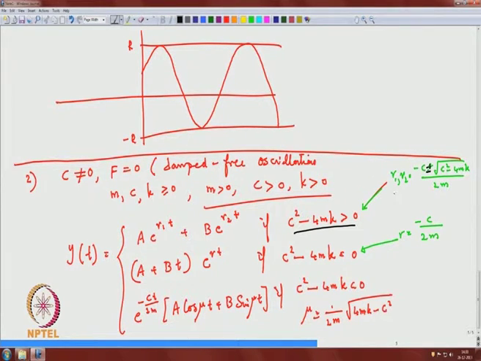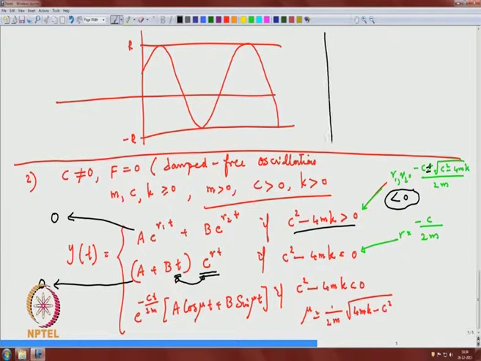So, in this case both r1 and r2 are negative. This we explained, but let me repeat it because now it will be clear. Since r1 and r2 are negative, this will go to 0 exponentially. In the second case, this term will go to 0, but then there is a t term, t into e^(rt). Where will it go? The exercise is that this will also go to 0.